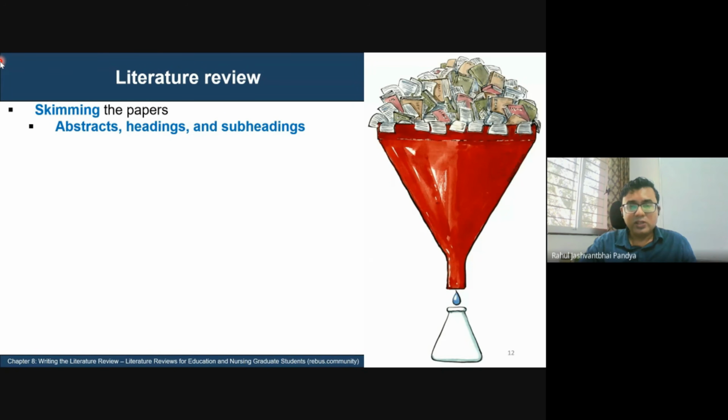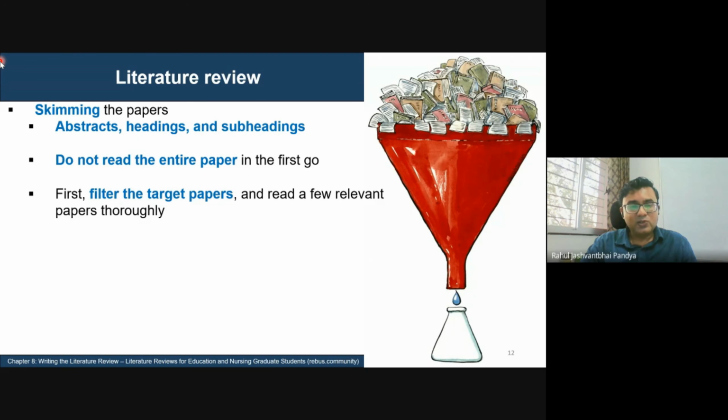What we do is the skimming. We look at the headings, titles, subtitles, and identify whether this paper is relevant for research or not, right? So do not read the entire paper in the first go. First, we have to filter out. We have to do the funneling first, correct? So we have to filter the target papers.